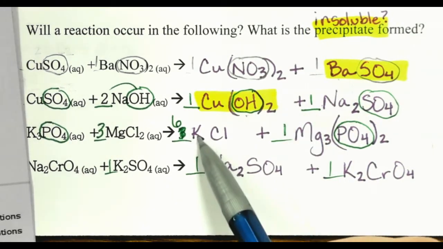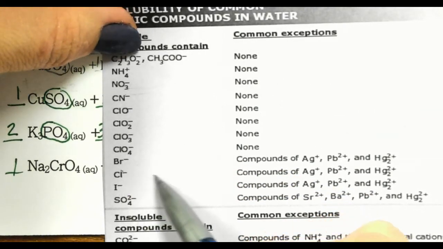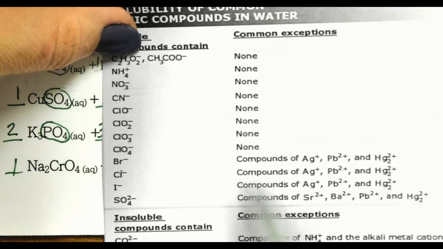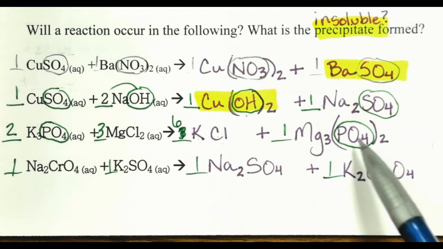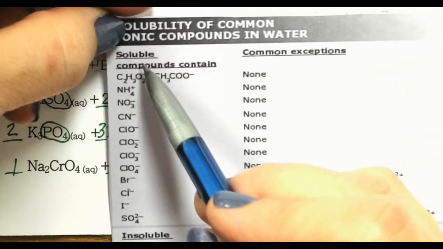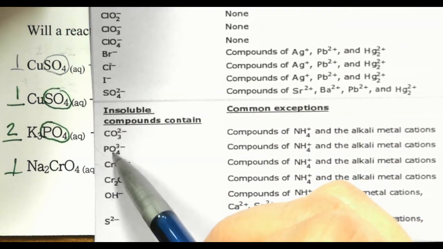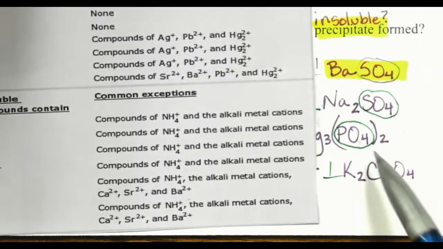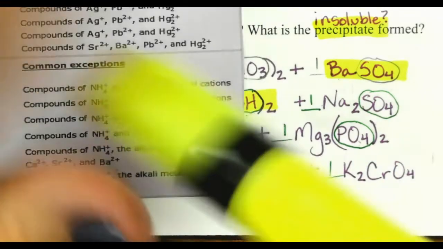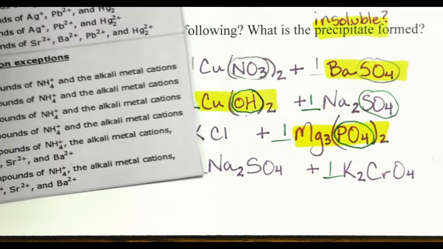Okay, next is potassium chloride. I'm going to go find chlorides, which under the soluble column, there's chlorides. And is potassium an exception? No, it's not. So this is a soluble compound, not the precipitate. Magnesium phosphate, PO4. I'm going to go look under my list. It's not in the soluble. It's here under insoluble. So it's going to be insoluble unless it's with ammonium or an alkali metal, which magnesium is neither. And therefore, this is going to be insoluble, and so it is our precipitate.